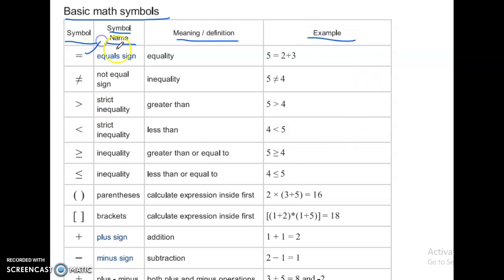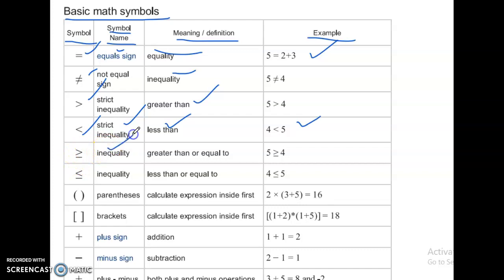Equal sign, equality. Example: pi equal to 2 plus 3. Not equal sign, inequality. Example: pi is not equal to 4. Strict inequality, greater than, this symbol: pi is greater than 4. Strict inequality, less than, this symbol: 4 is less than 5.